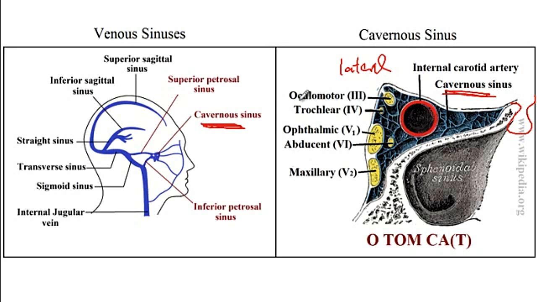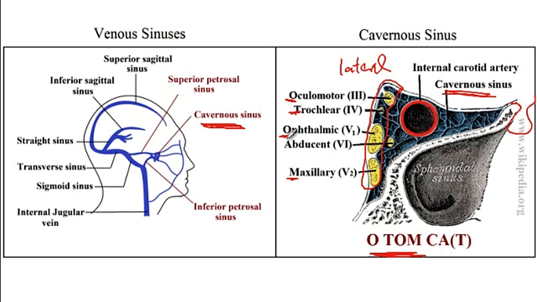So here you can see that we have cranial nerve 3 or oculomotor, trochlear, the ophthalmic division of the trigeminal nerve, abducens, as well as the maxillary division of the trigeminal nerve. All of them are located here. So if you have thrombosis of the cavernous sinus, there could be different phenotypes depending on the nerves that are being affected. Now, in order to know which nerves are here, I have provided you with a memory aid called OTOM-CAT. So OTOM is for the lateral nerves. So these four nerves that are lateral. So let's review them. OTOM.